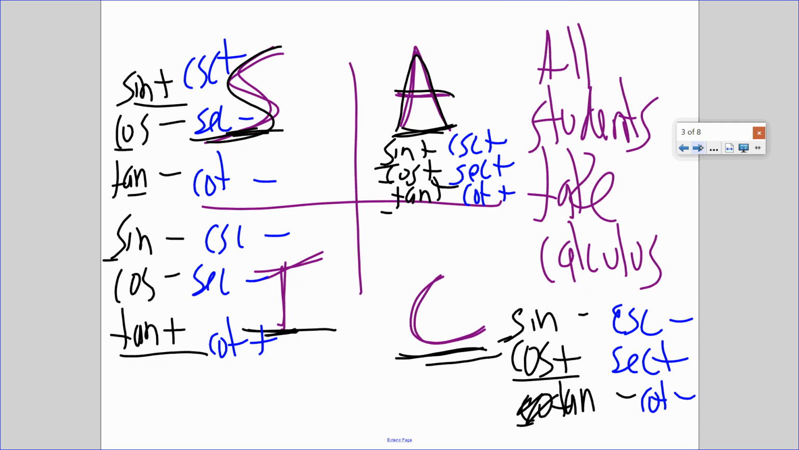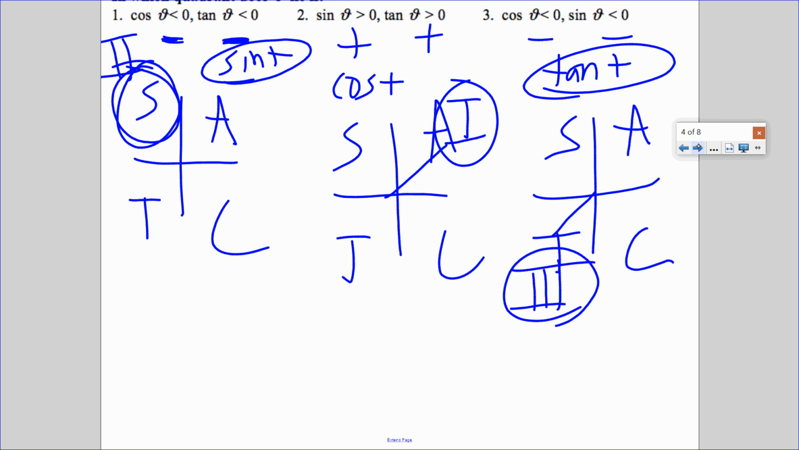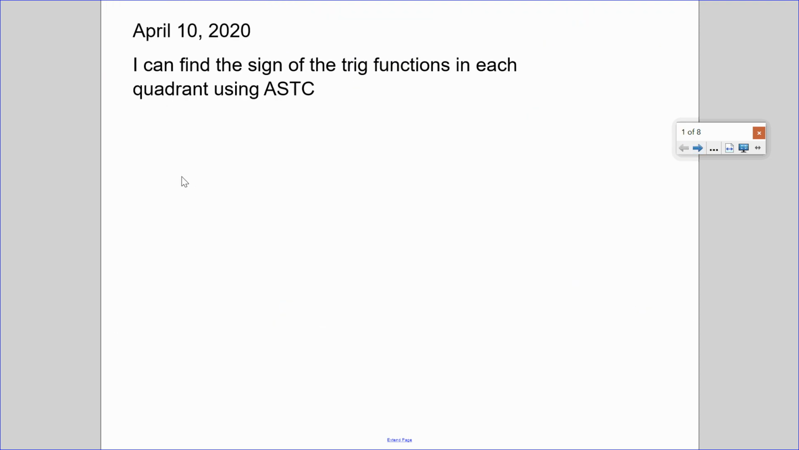From there, we used All Students Take Calculus to see how we're going to memorize what's positive in which quadrant. And then from there, we used it to answer actual questions. So I can find the sign of the trig function in each quadrant using ASTC, All Students Take Calculus.